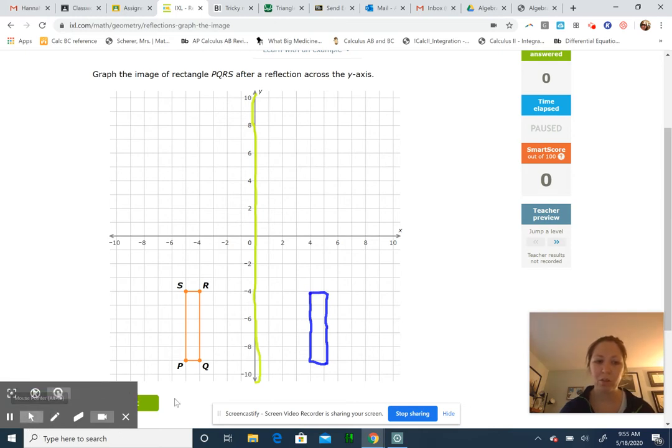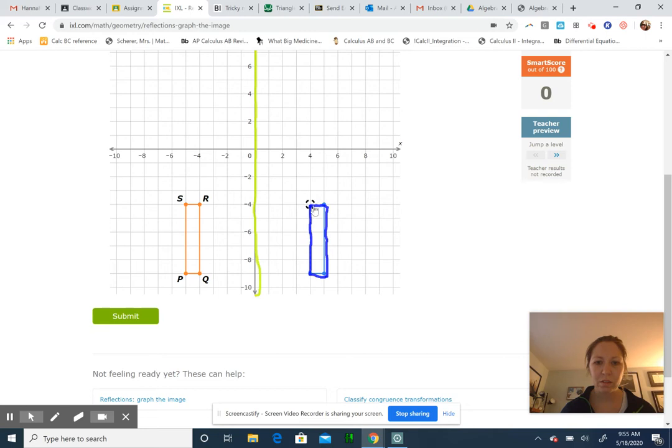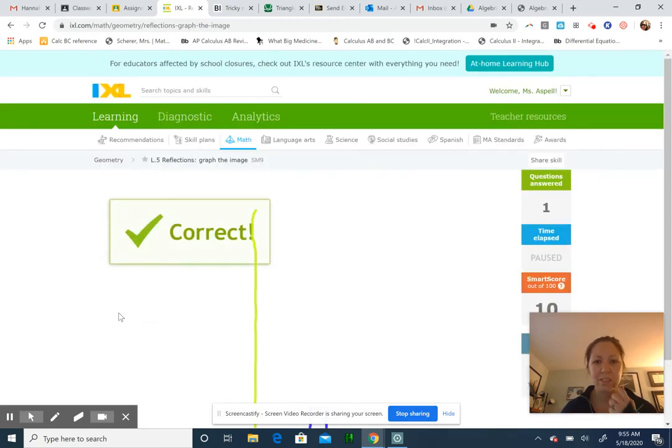When I come over to do it on IXL, you are going to click on the vertices. So 1, 2, 3, 4, and then back up. Now that you have them all done, you hit submit. And we can see that we have that right.